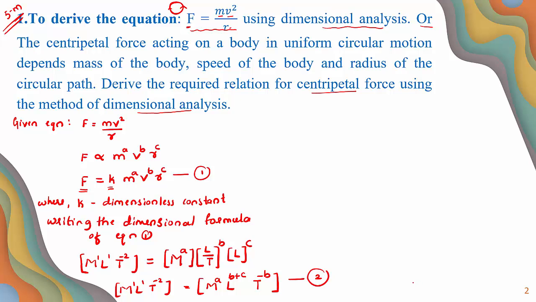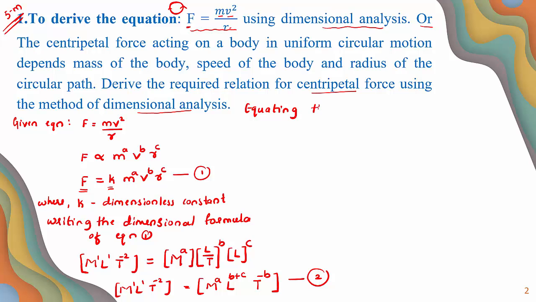Is it clear? The first step is, we have to write its proportionality constant: F equal to k into m raised to a, v raised to b, r raised to c. Second step, we have to write its dimensional formula. Now we got equation 2. Now, equating the dimensions of m, l, t on both sides, comparing m, l, t dimensions from LHS and RHS. So, let us compare or equate.